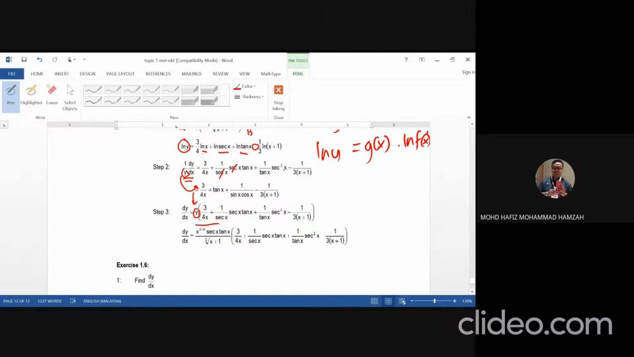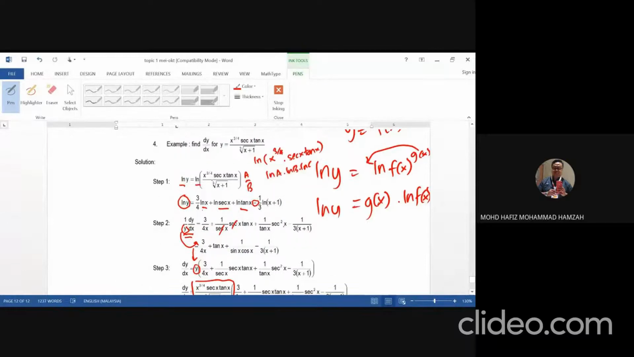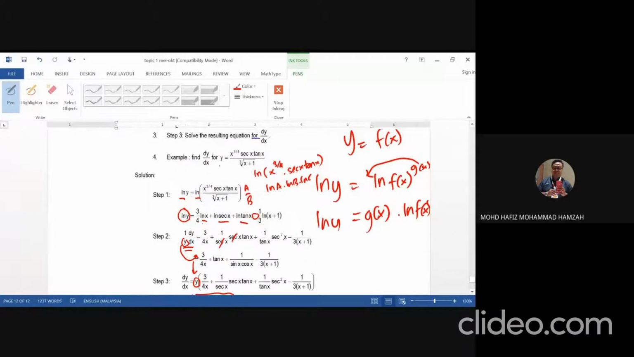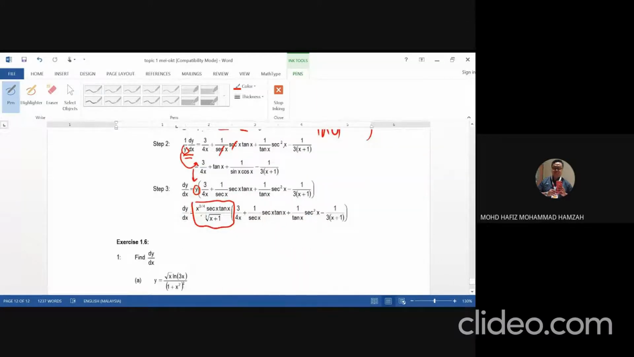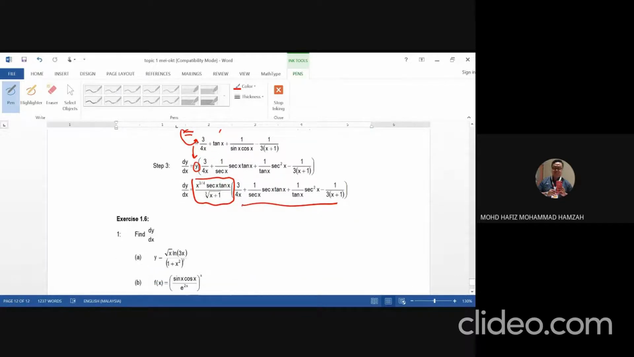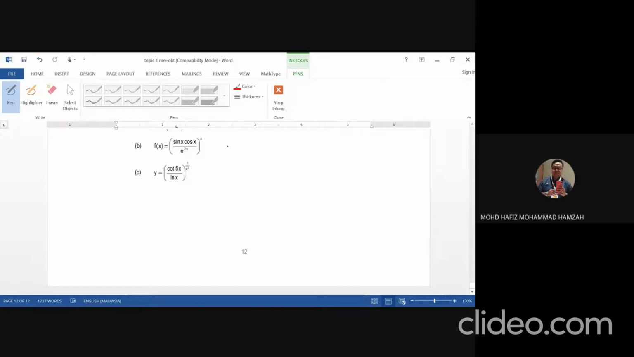So dari mana saya dapat nilai y ni? Y ni adalah daripada soalan yang asal. Ni kan, ni soalan yang asal. Y sama dengan yang ni. So you just write again the y as x to the power of 3/4 secant x tangent x over square root yang ni. Okay, so the rest of it just salin balik. Alright, so untuk soalan dekat sini habis lah.